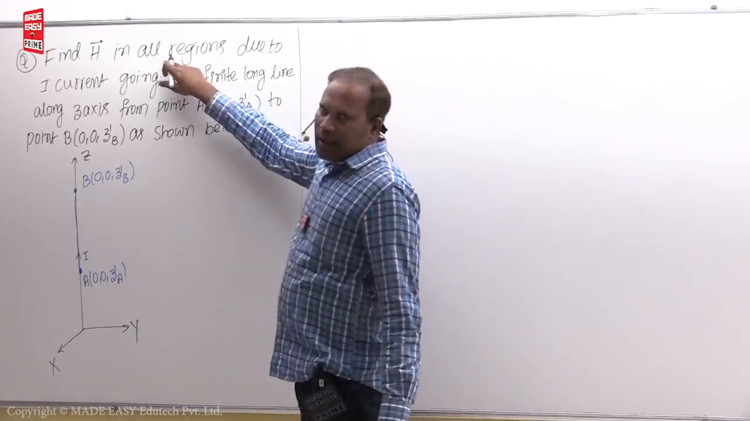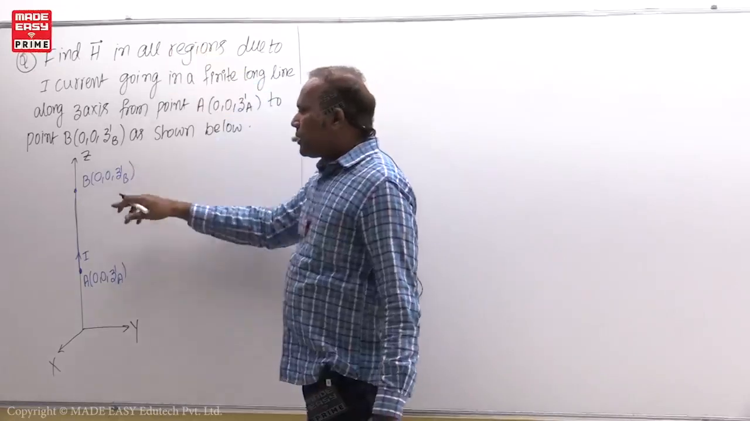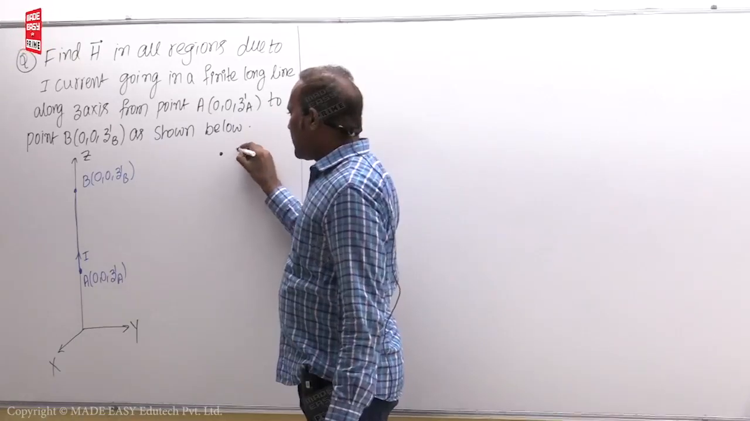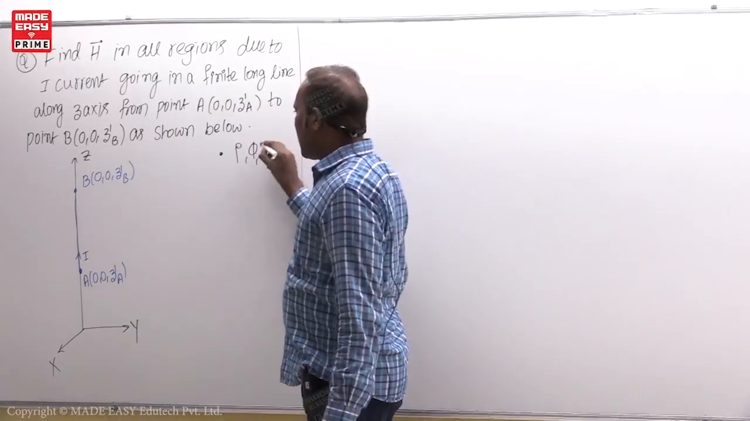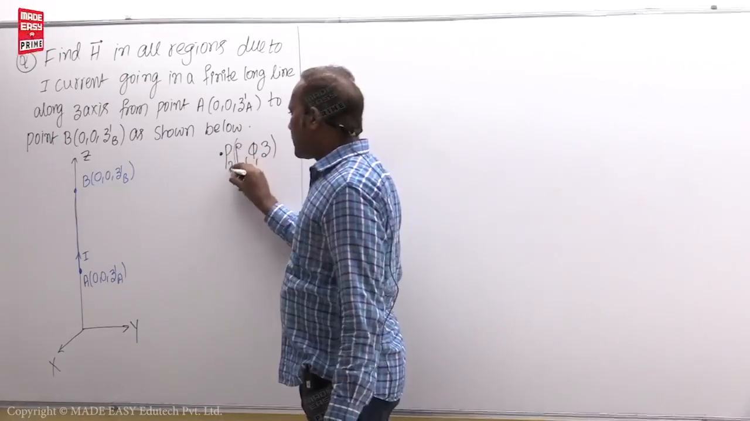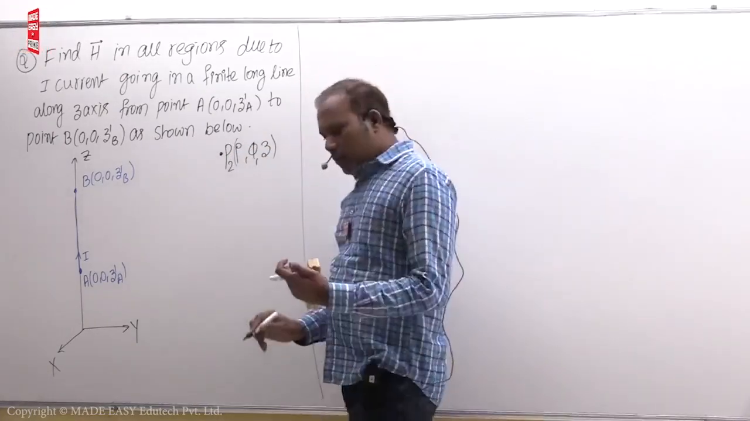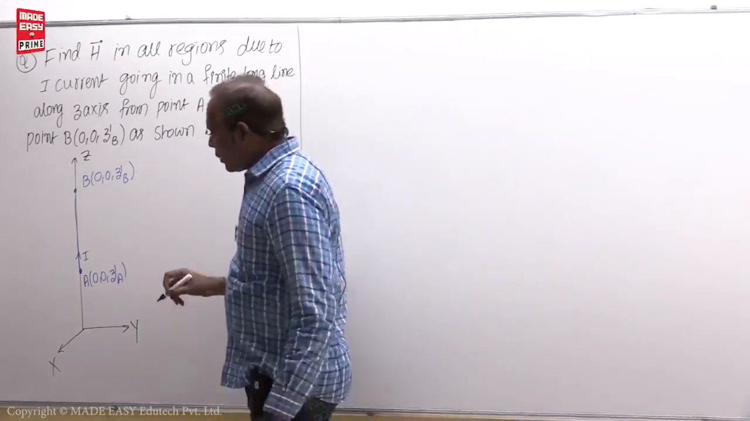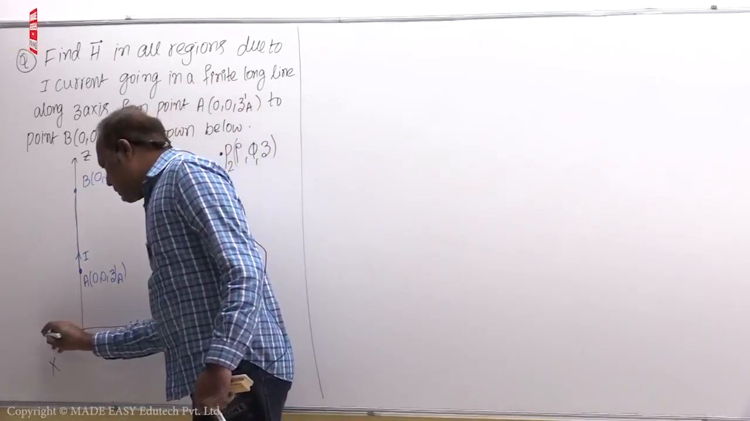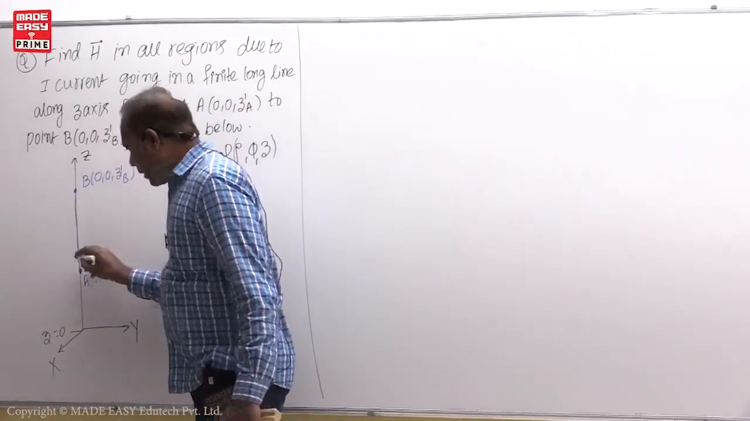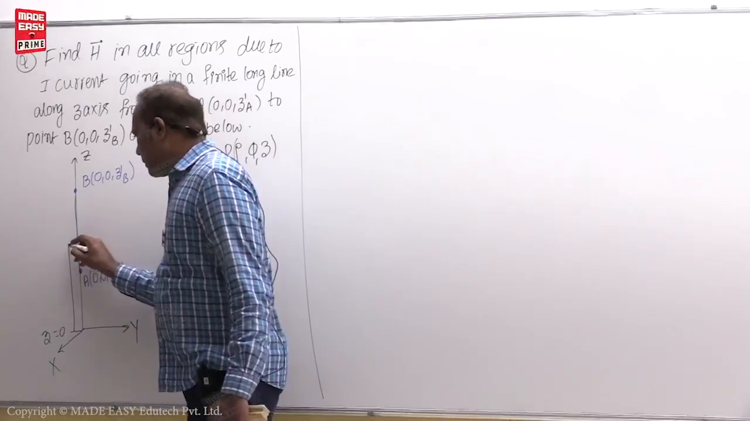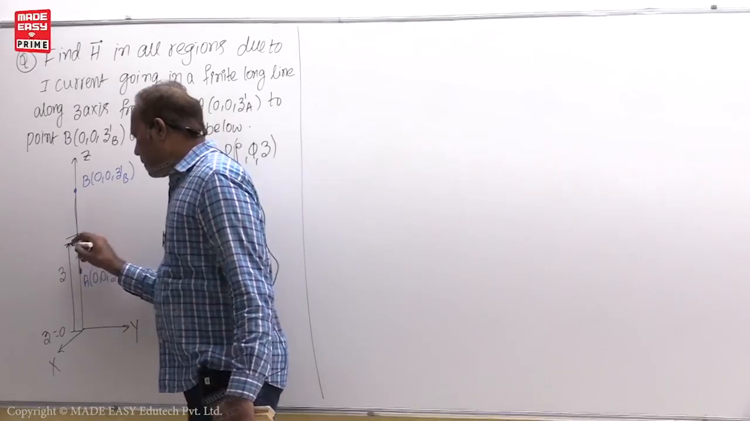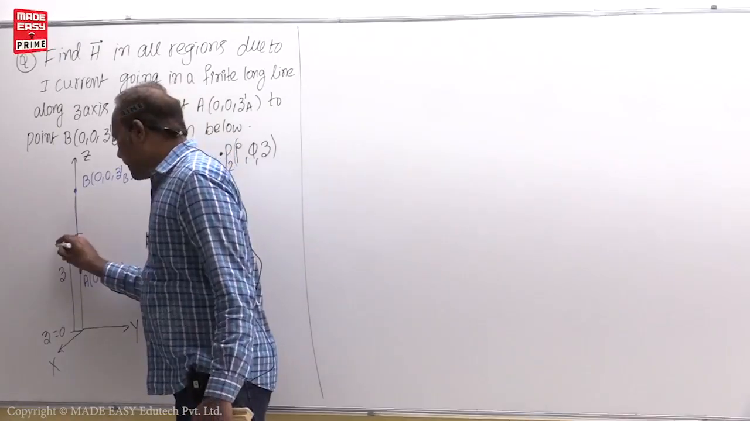H bar is required in all regions. We will solve this line question in the cylindrical system. In the cylindrical system, all region means rho phi z location. You want H bar at rho phi z location, that is called point 2. Now select a small length on the current line. So what we do, this is z equal to 0. At z height we will select a small length called dz.